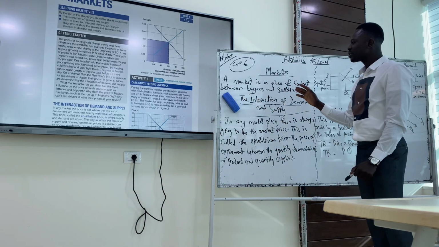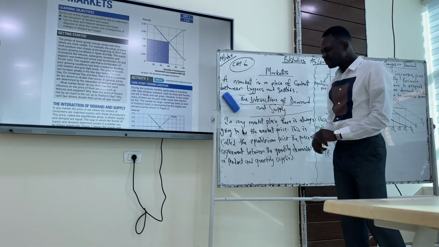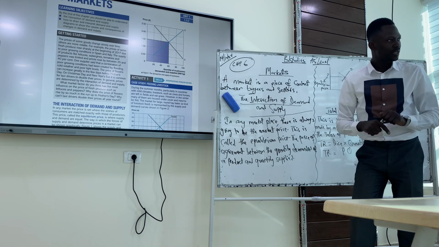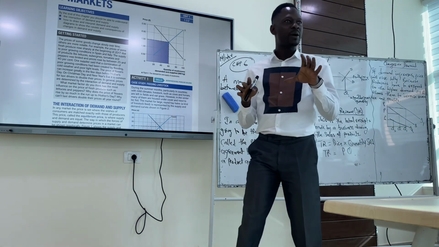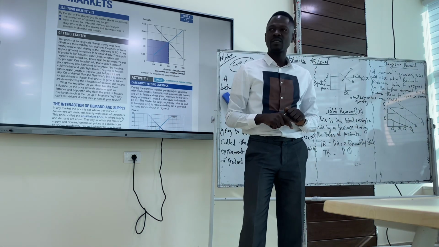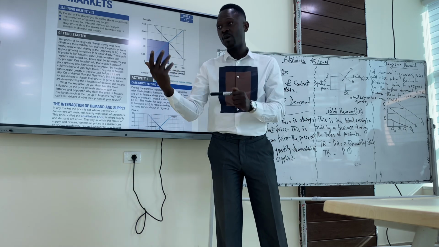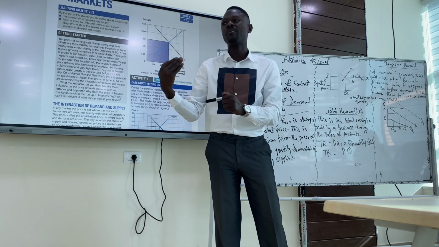Market? The market is a place of contact between buyers and sellers. Now, there's always going to be what? Interaction. And when we talk about interaction, it's simply talking about the negotiation that happens in the market. I want to buy. Do you want to sell? I want to sell too. But we have to reach an agreement about price.